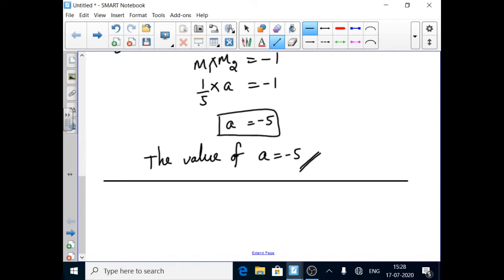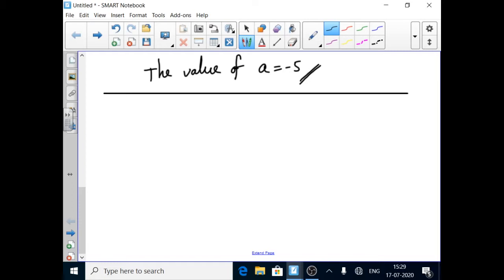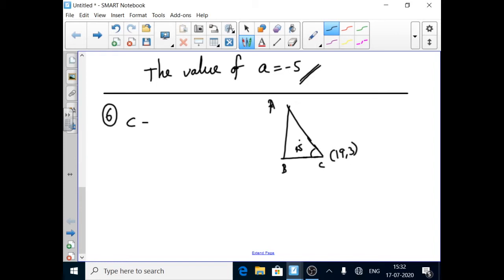Take down this. Next, we move on to the sixth problem. Here we are going to see: a hill in the form of a right triangle has its foot at (19, 3). The inclination of the hill to the ground is 45 degrees. Find the equation of the hill joining the foot and top. So here I take the foot of the hill as C. That point I denote by (19, 3). So C I denote as the foot of the hill.